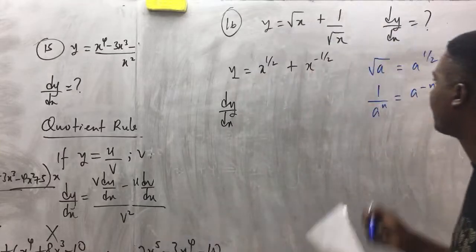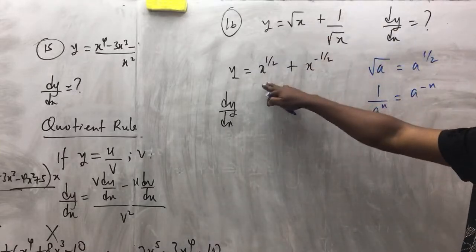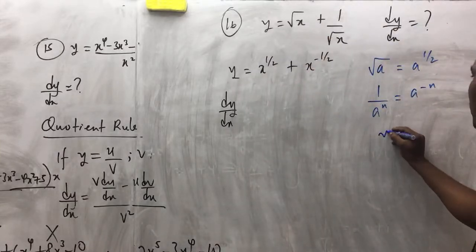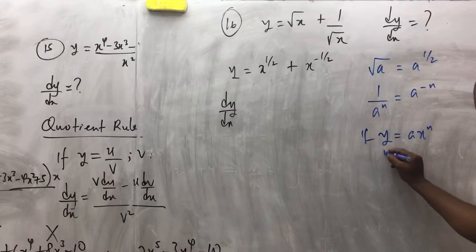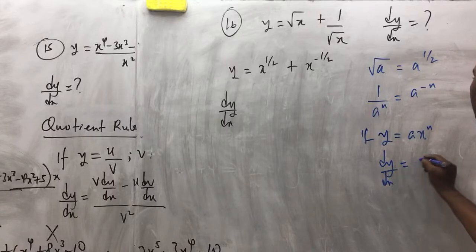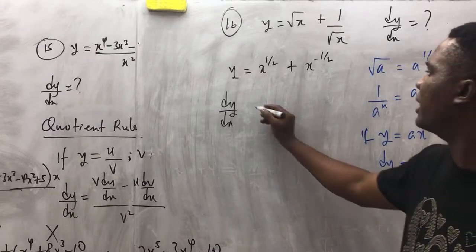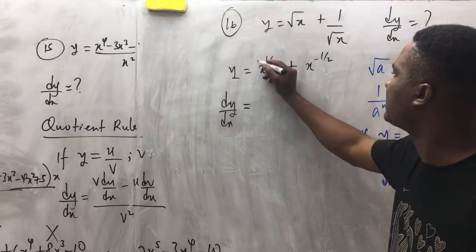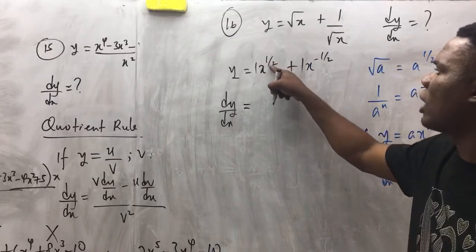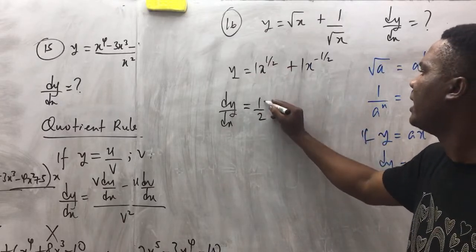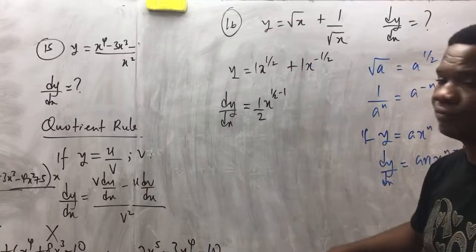That is, if you can simplify or rewrite this function as this, you can now use this law that says if y equals ax raised to power n, then dy/dx will be anx raised to power n minus 1. So you can use that law, and that's what I'm going to be using here. The coefficient here is 1, the coefficient here is 1. So half times 1 is half, x raised to power half minus 1.